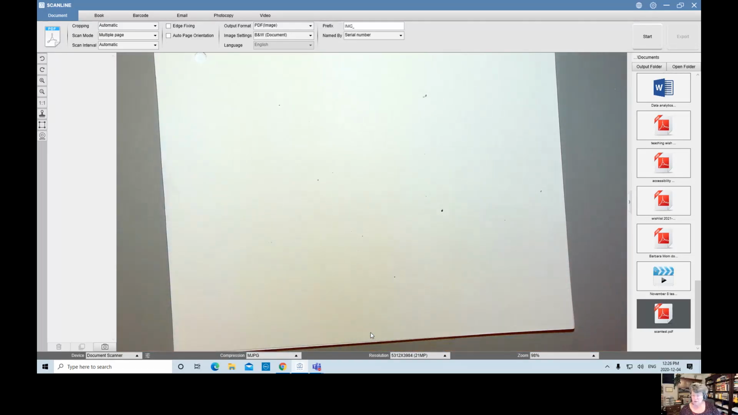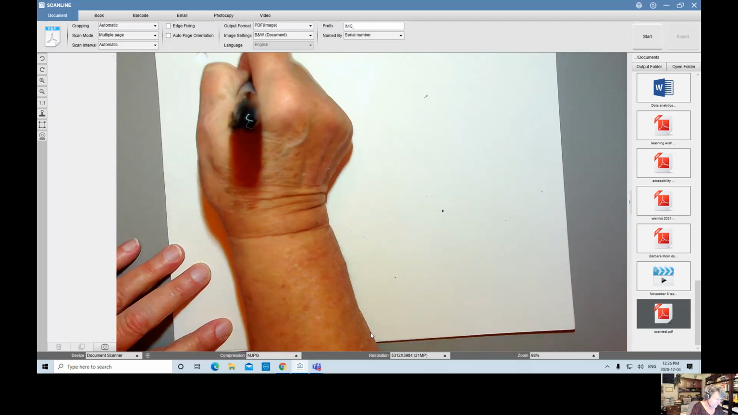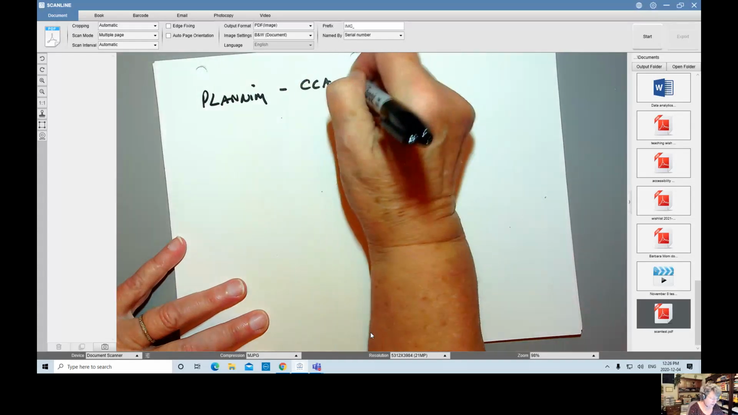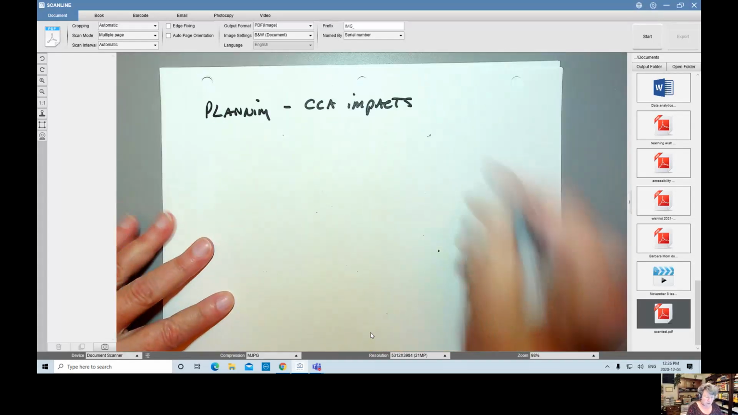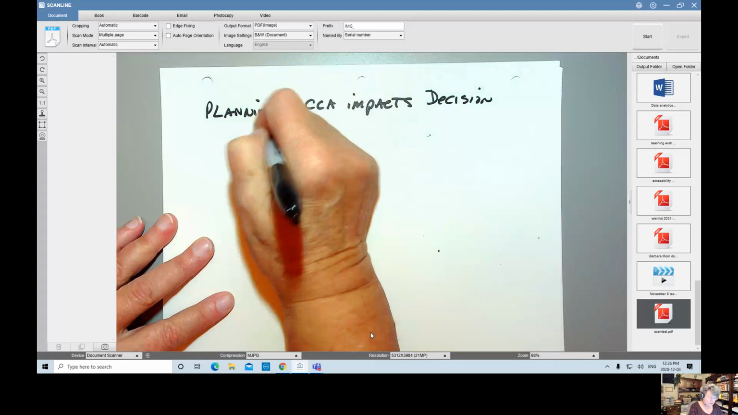I do want to talk with you briefly about the planning. Clearly, CCA impacts the decision of purchasing long-lived assets.